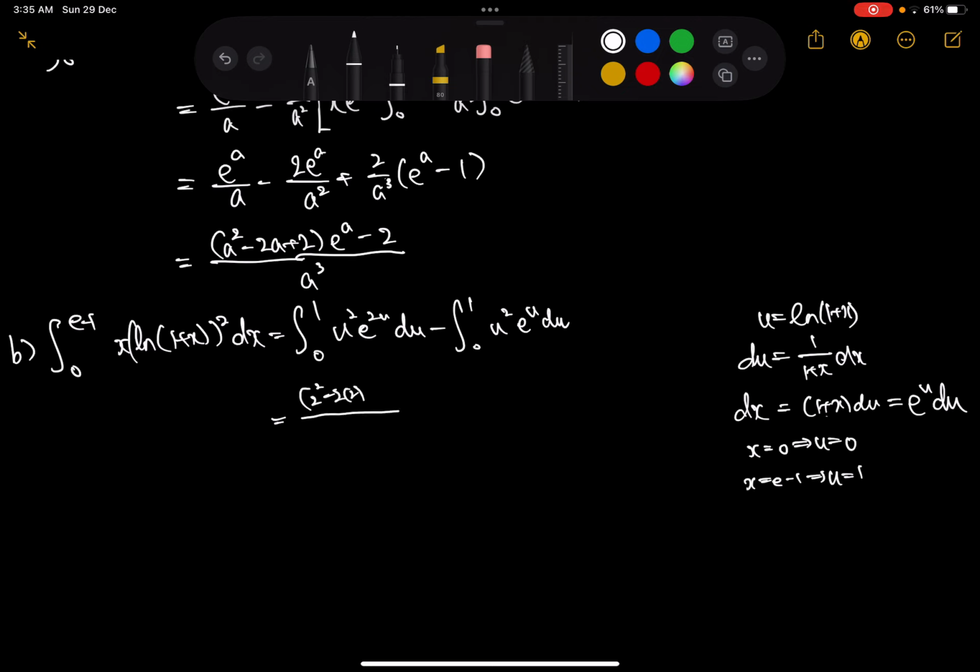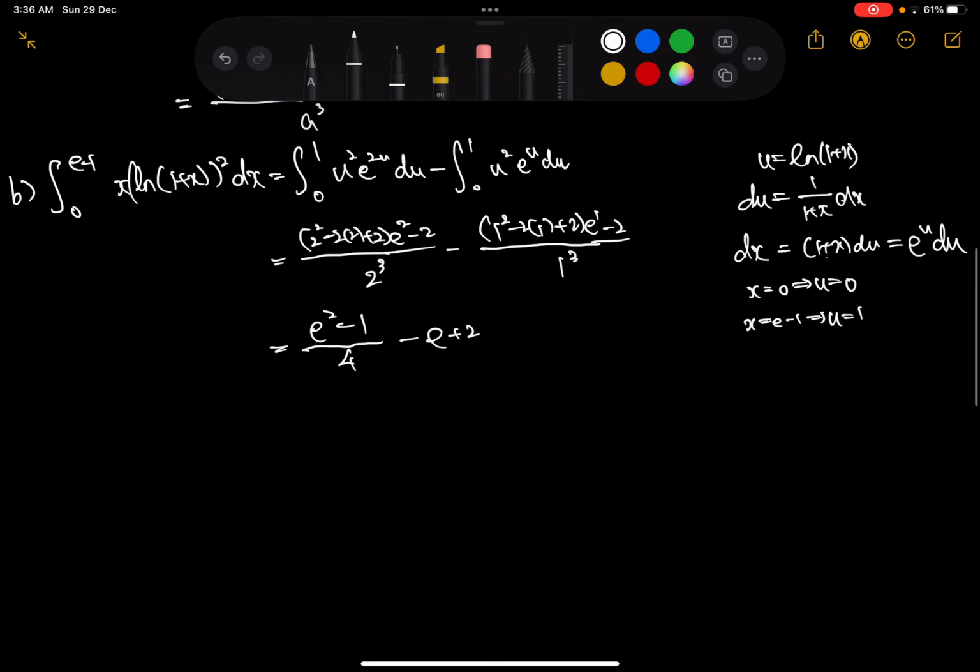So we have (2 squared minus 2 times 2 plus 2) e to the power of 2 minus 2, over 2 cubed. That's a lot of 2's. Minus (1 squared minus 2 times 1 plus 2) e to the power of 1 minus 2, over 1 cubed. Which means we have 2e squared minus 2 over 8, which is e squared minus 1 over 4, minus 1 minus 2, so that's just e minus 2. So we have e squared minus 4e plus 7 over 4, and that's it for part B.